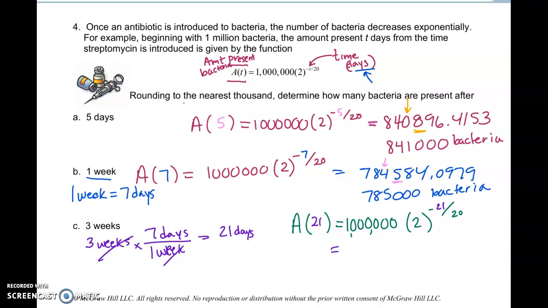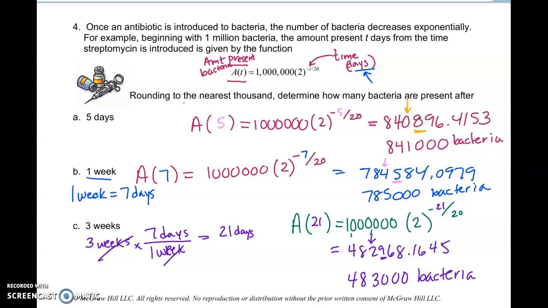And I also need to round this one. So to the nearest 1,000 would be 483,000. So I'm going to round here, look 1 over, and because that's a 9, I'm going to go up to 3. And this would be the number of bacteria left after 21 days.